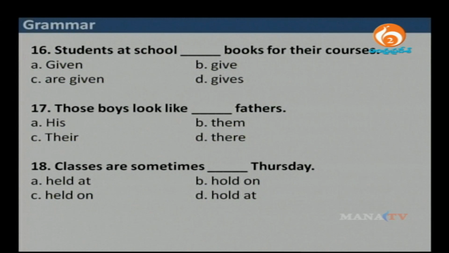Question number 16. Student at school dash books for their courses. Students at school are given books for their courses. 16C is the correct answer. Are given, because all the students have been given books. Question number 17. Those boys look like dash fathers. Now we have THEIR and THERE. THEIR is the correct option here, because THERE is a preposition.